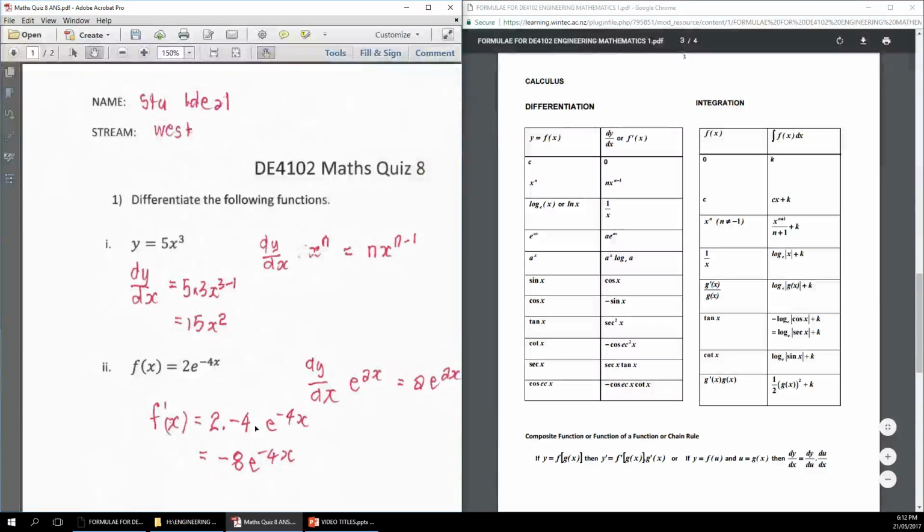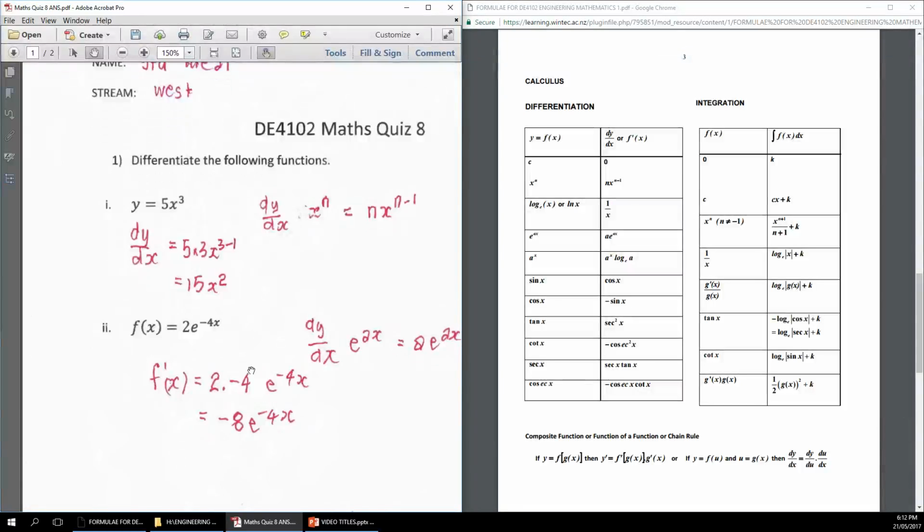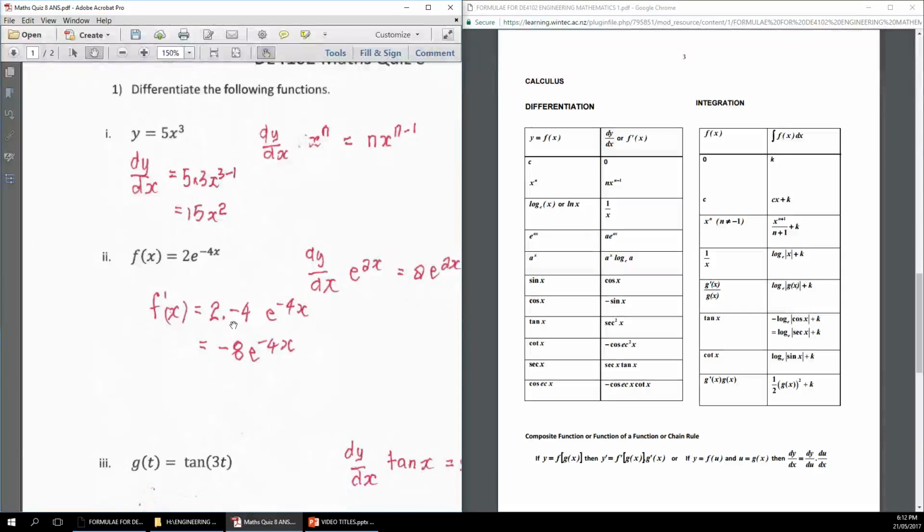Close the comment pane, give us a bit more room. So there we go. It's 2 dot negative 4e to the negative 4x, and then surprisingly I got it right in the next column. So 2 times negative 4 is negative 8, and then the negative 4x stays the same.